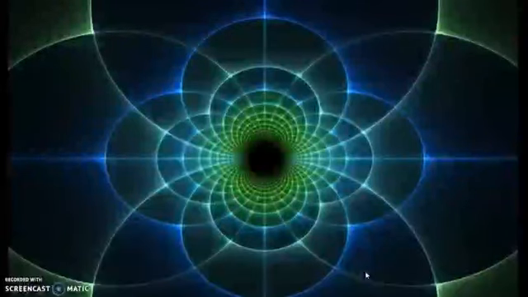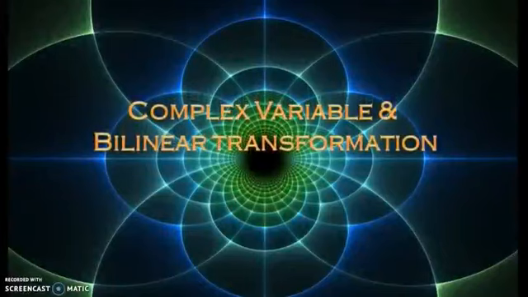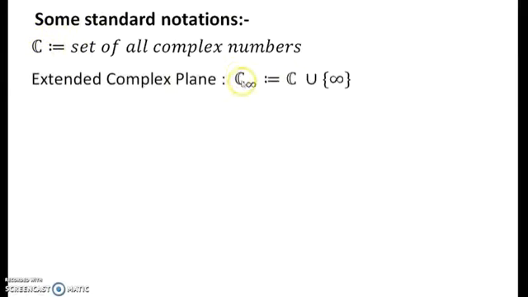Hi everyone. Here we are going to discuss bilinear transformation. Some standard notation: C is the set of all complex numbers. C suffix infinity can be written as C union of all infinite values.